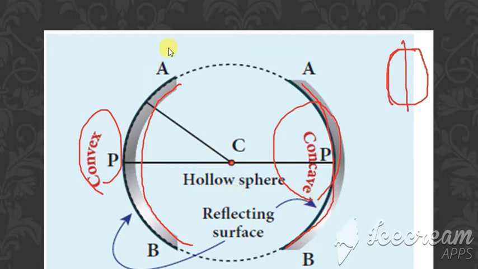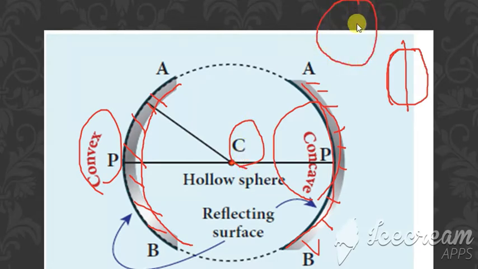So this fully is a hollow sphere, and these are all the reflecting surfaces. And this is the center, so we have this to be the center of curvature. In the full sphere, the center of the sphere, what is that called? Center of curvature. Then if we take just one part, what is that called? A mirror, either a concave or a convex mirror.